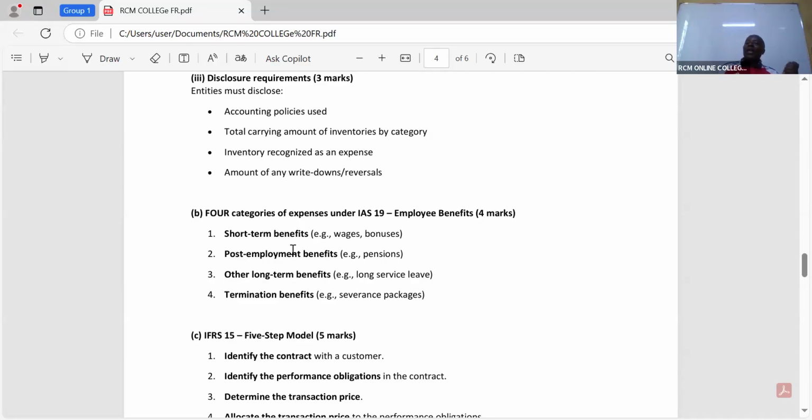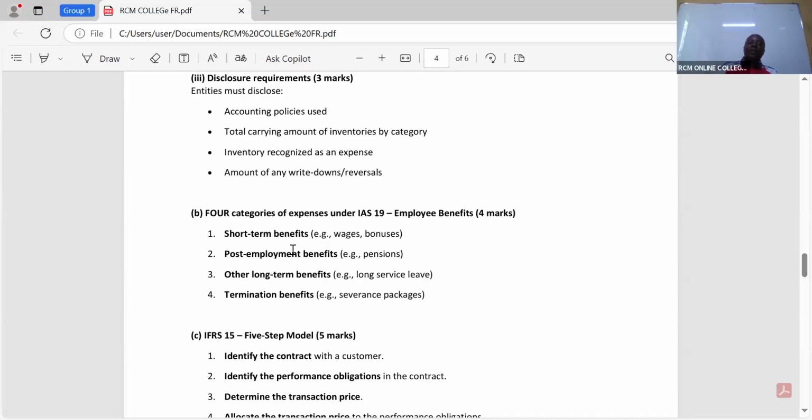So whenever you talk over IAS 19 employee benefits, ladies and gentlemen, and I hope you're writing them somewhere in a way that you'll not be able to forget, we have the short-term benefits, what these people will be earning all through before they retire, post-employment benefits, the pensions, other long-term benefits like the long-term service. Then we have termination. Should we sack you?